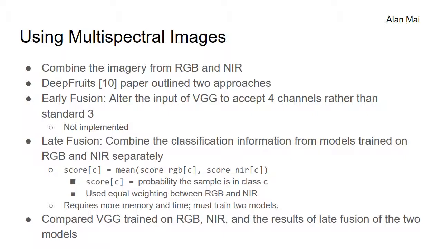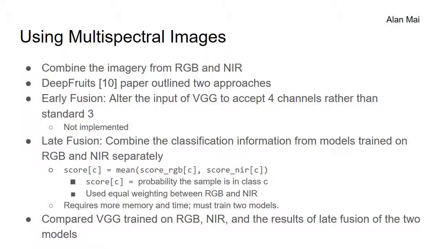In DeepRoot's paper, which also used VGG with RGB and near infrared imagery, they outlined 2 approaches to make use of this multispectral imagery. The first approach is early fusion, in which the input of VGG is modified to accept 4 channels rather than the standard 3. However, we did not implement this due to the complexity of the VGG model.